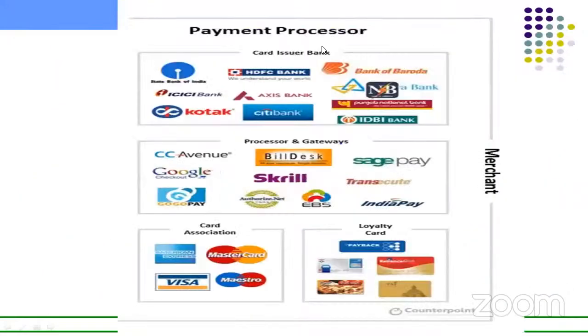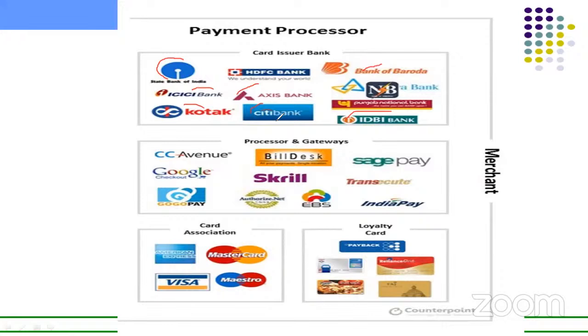Then, payment processors. Payment processors make the settlements and act as third parties to make the settlement. Here, payment processors are there. SBI is a payment processor, ICICI Bank, Kotak, Axis Bank, Citi Bank, Bank of Baroda, IDBI Bank. They are called payment processors.